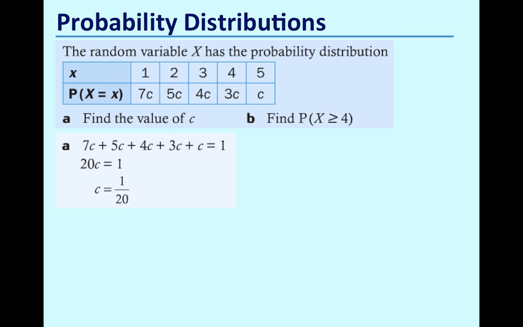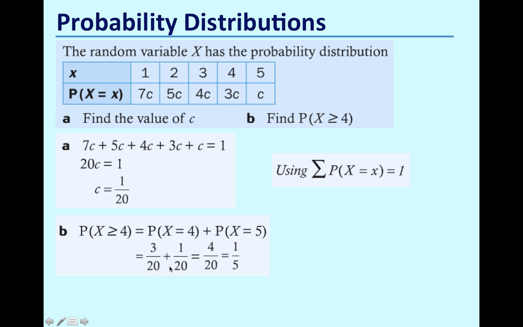So the first thing we're going to do then is recognize that the sum of all these individual probabilities will add up to 1. So if we just add these together, we'll get 20c equals 1. So we can find the value of c, which equals 1/20. To find the probability that x is greater than or equal to 4, that means we're talking about this value or this value. So we are going to add those two probabilities together. We know what c is, so we can add those together to get a value of 1/5.